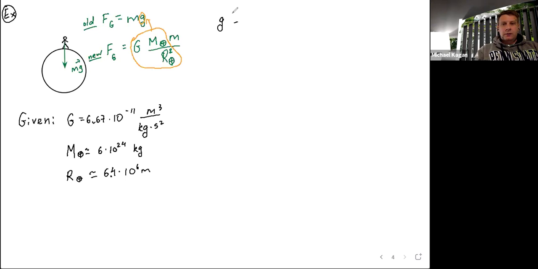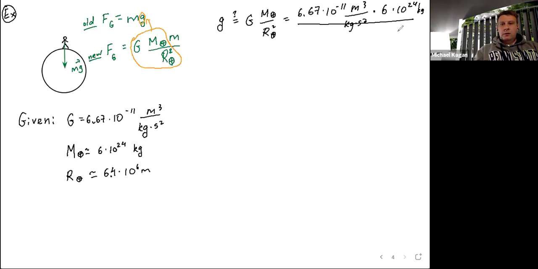So little g, I put a question mark for now, still to be shown, is GM over r squared. This is 6.67 times 10 to the negative 11 meter cubed over kilogram second squared, times 6 times 10 to the 24th kilograms, over 6.4 times 10 to the 6th meters squared.